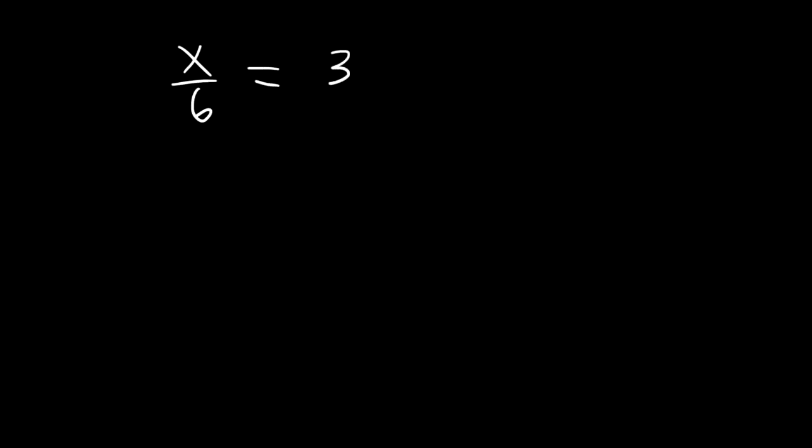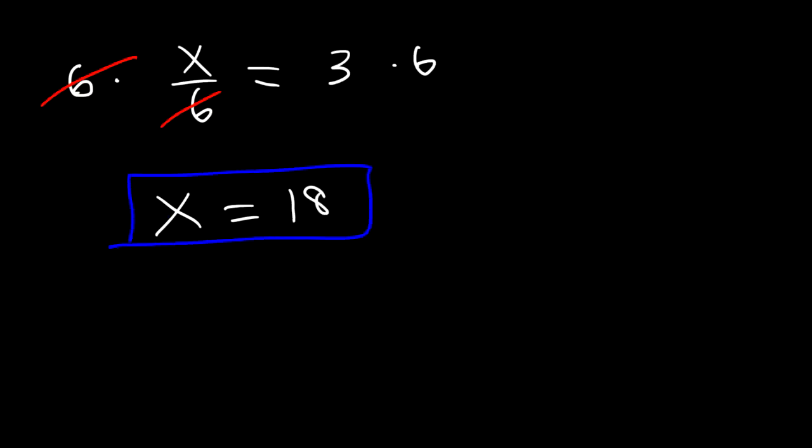So based on that example, if x divided by 6 is 3, what is the value of x? So in this example, we need to multiply both sides by 6. On the left side, the 6 values will cancel. On the right side, it's going to be 3 times 6, which is 18. So x is equal to 18. 18 divided by 6 is 3.